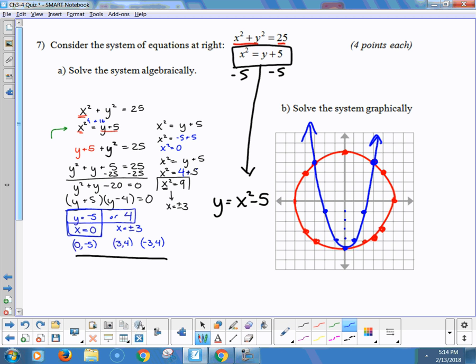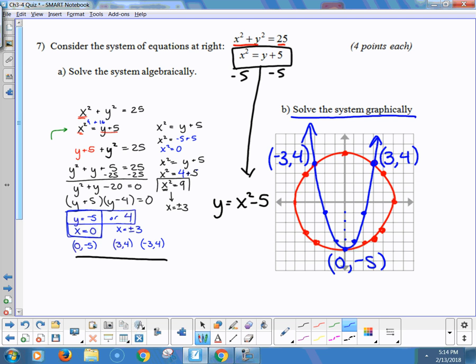And it really helps to solve the system graphically to write the solutions. 3, 4 is one solution. Negative 3, 4 is another solution. And 0, negative 5 is our last solution. So hopefully this has been an illuminating video for at least one of you little Algebra 2 students.